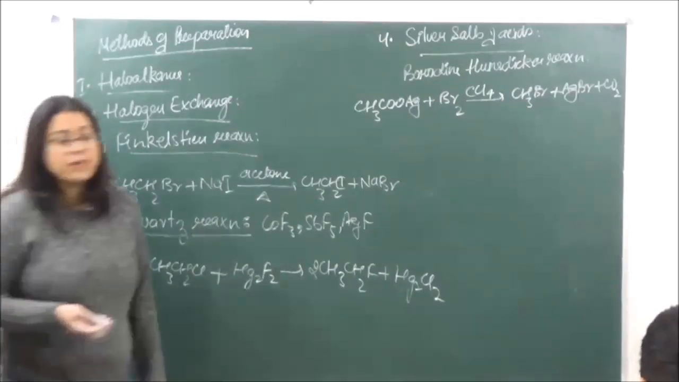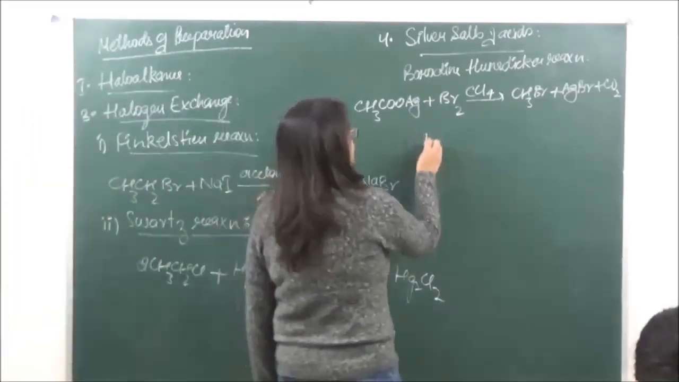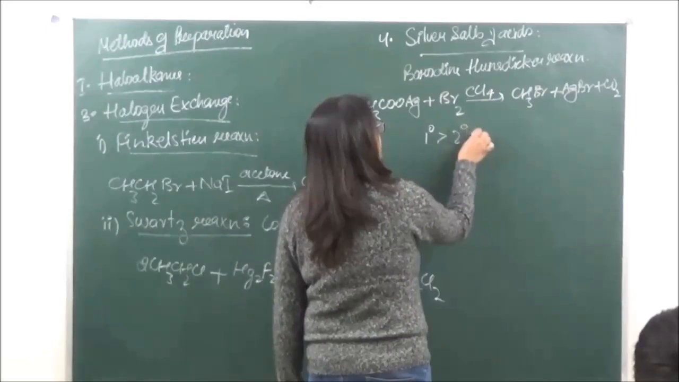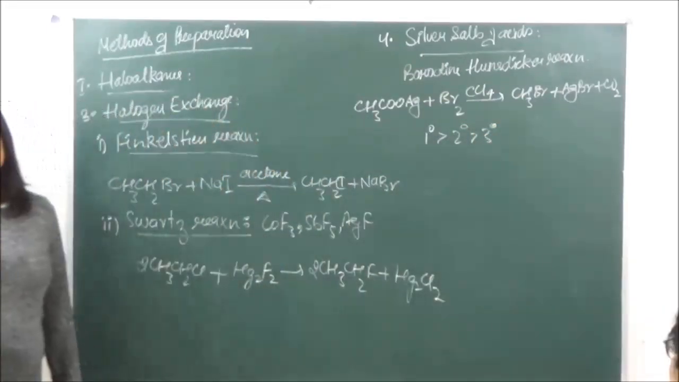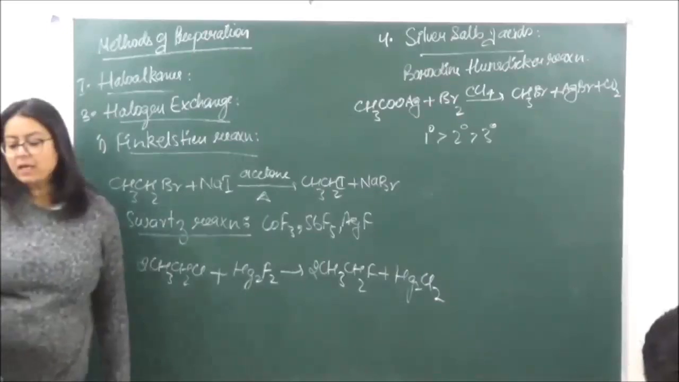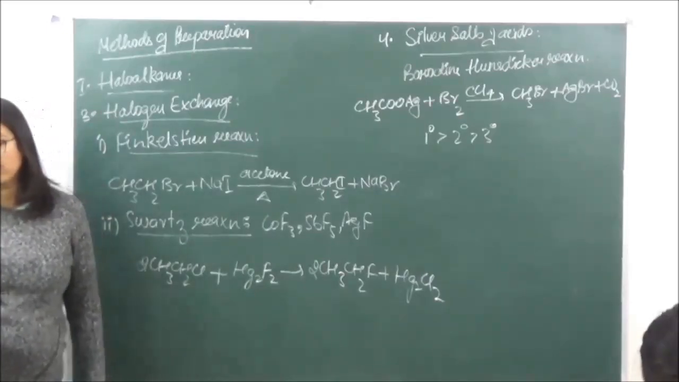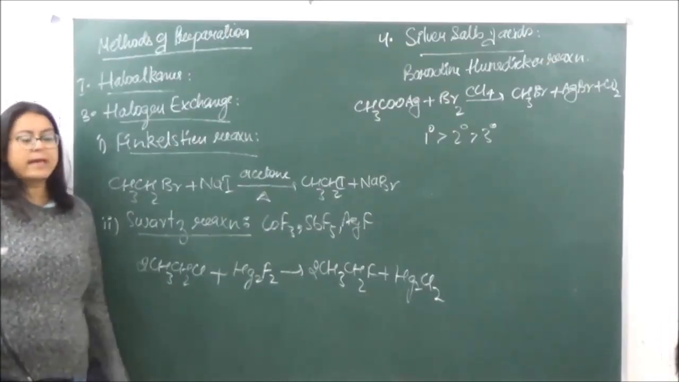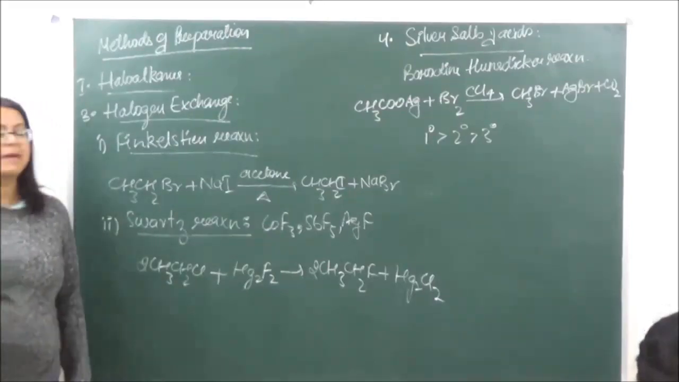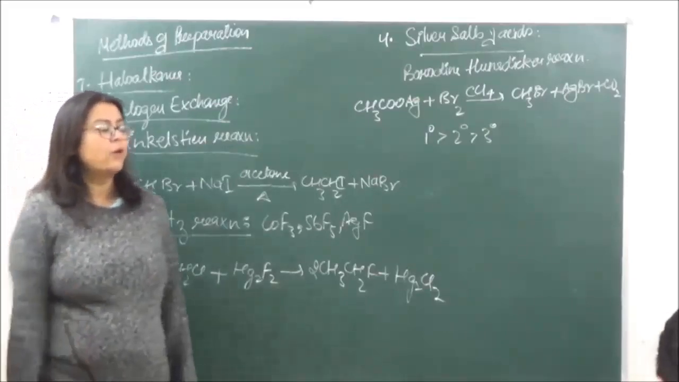Now the order of reactivity in this case is going to be 1 degree, 2 degree and 3 degree. Okay? So सबसे easily 1 degree होता है, फिर 2 degree होता है और फिर उसके बाद 3 degree होता है. So today we will do only till here, and tomorrow we will do the methods of preparation of haloarenes.